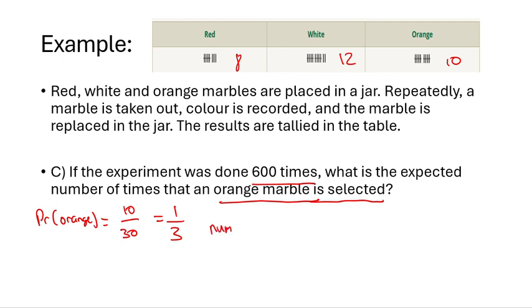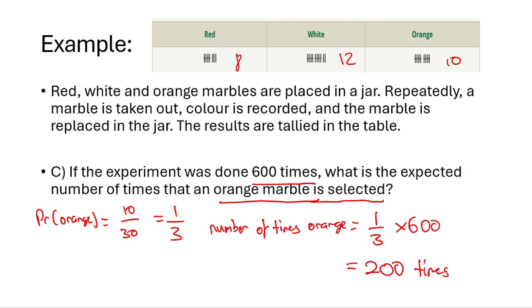So the number of times orange is just going to be 1 over 3 times 600. And if you figure that out, it just ends up being 200 times. So expect orange to show up 200 times. That's all it is. And that is the very essence of experimental probability.